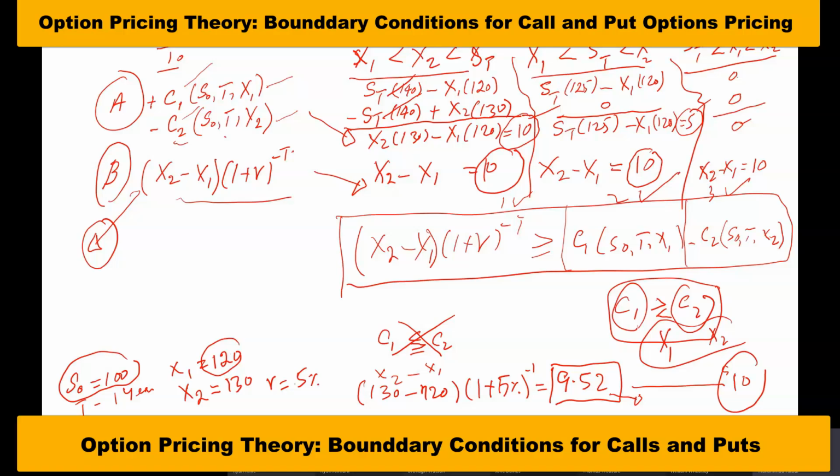So we want to know which call option has the higher value. So let's suppose the price of C1 is $5 and the price of C2 is $8. Okay. Can this be the case?